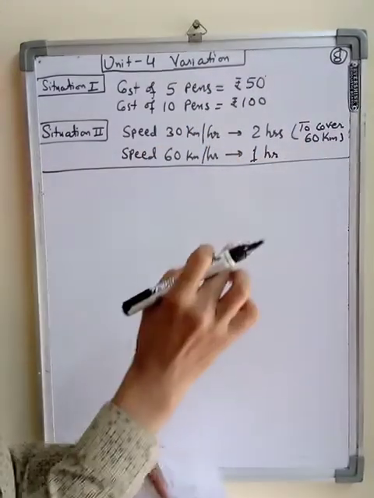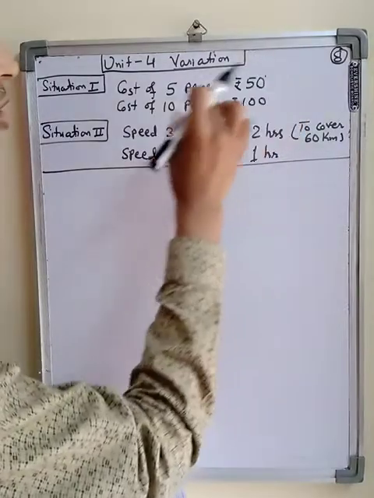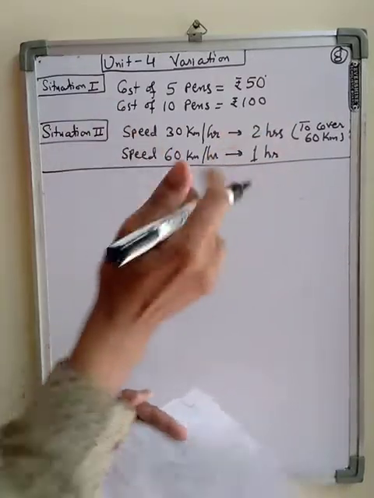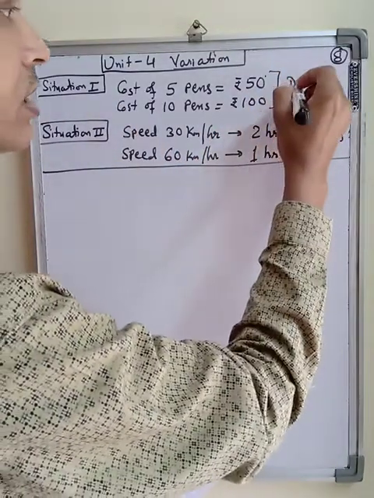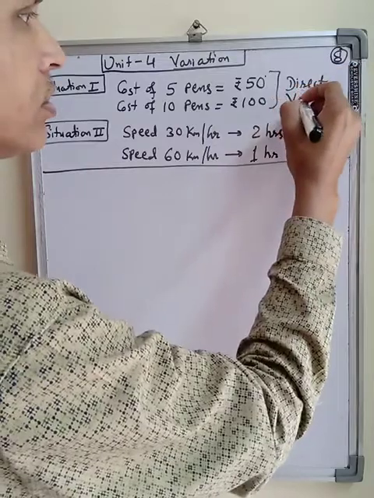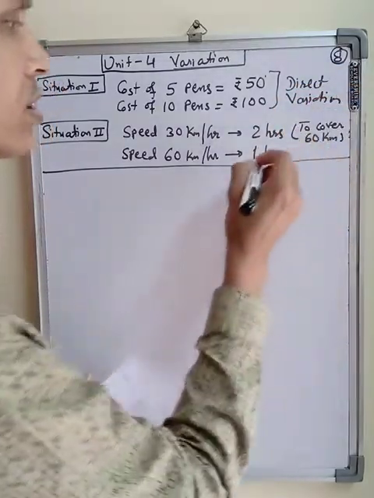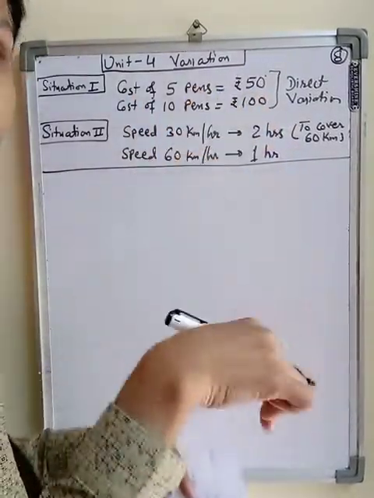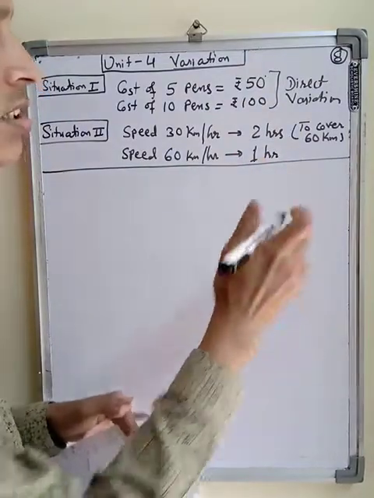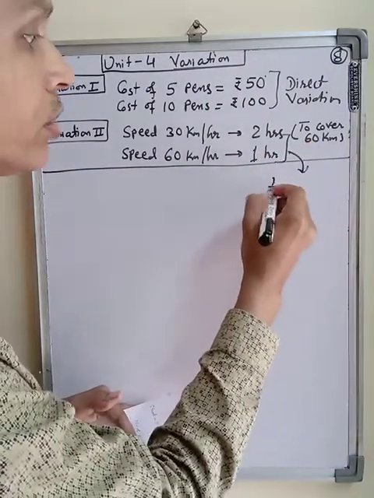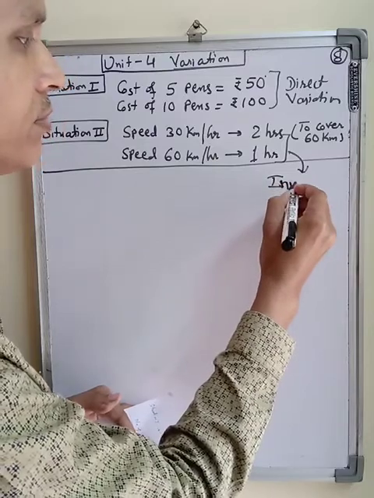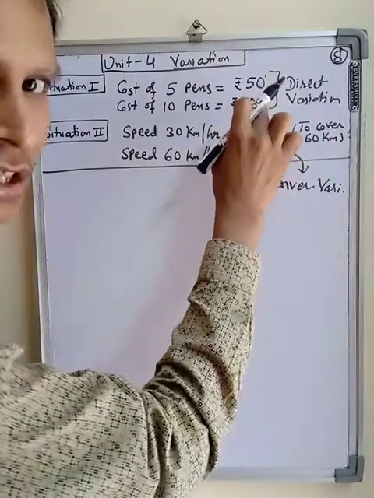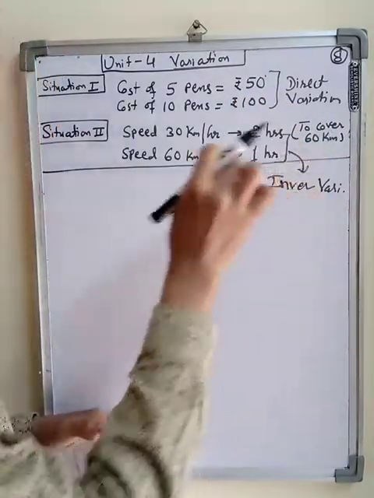So by these two situations we can understand, in the first case, if one quantity is increasing, another is also increasing. This is called direct variation. In situation 2, if one quantity is increasing, another quantity is decreasing. You can see here this is decreasing. So this situation is called inverse variation. This is the direct variation situation, and this is the inverse variation situation.